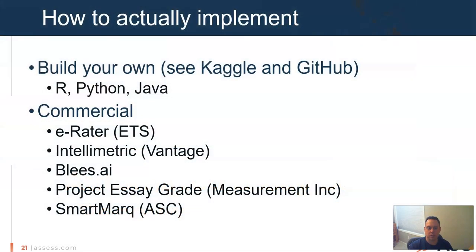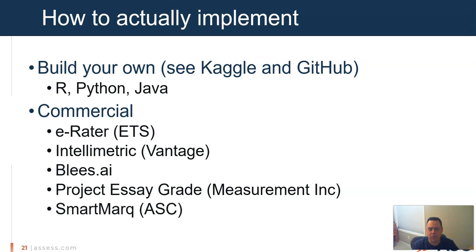Here's a little bit more on resources. If you want to actually implement automated essay scoring, there are two different ways to do so. One is to build your own. You can go look at that Kaggle competition. There are also packages out there on GitHub that already exist as well. You can do this in R, Python, Java, or probably some other languages as well. It's up to you to choose your weapon of choice there.